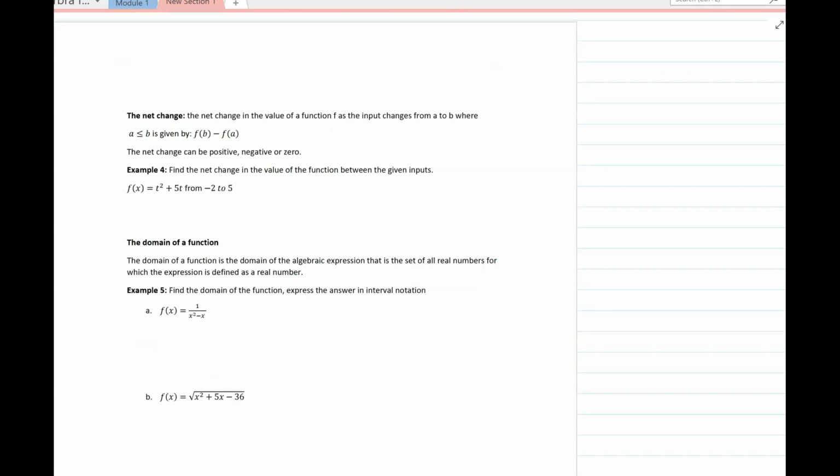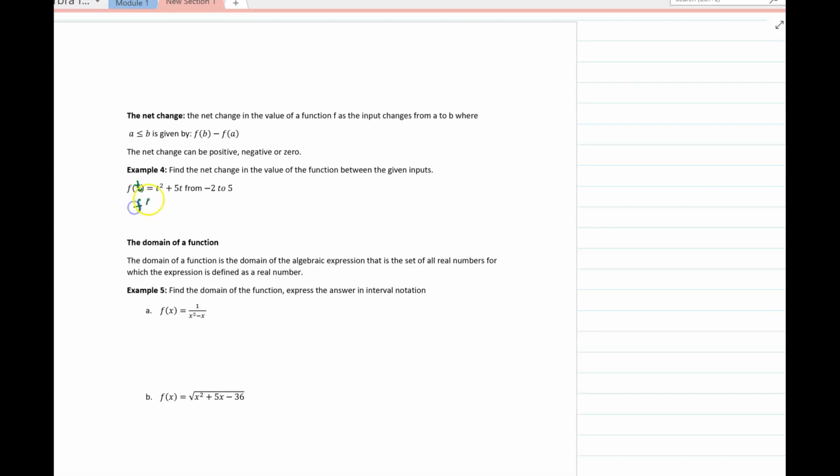The net change in the value of the function f as the input changes from a to b, where a is less than or equal to b, is given by f of b minus f of a. The net change can be positive, negative, or 0. So for example, we want to find the net change in the value of the function f of t equal to t squared plus 5t from negative 2 to 5.